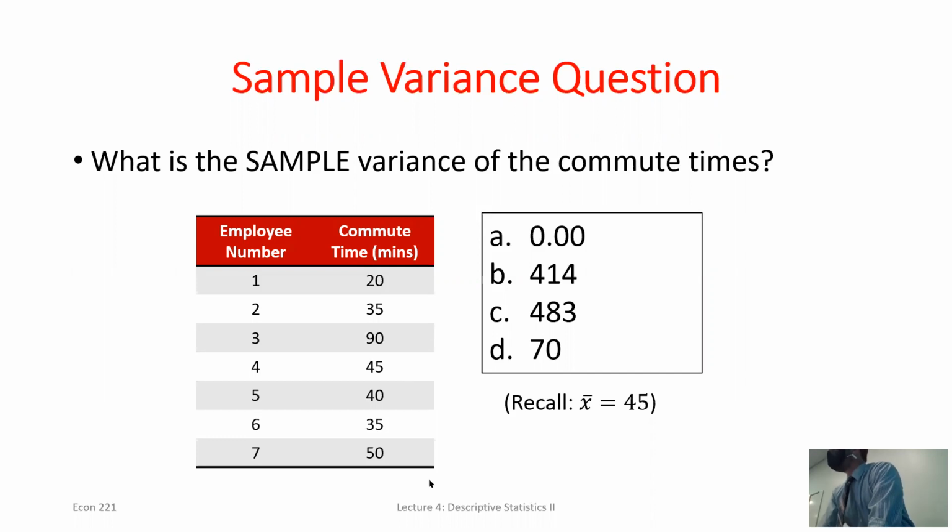But now instead of dividing by 7, I'll divide by what? Yeah, n minus 1, so 7 minus 1 is 6. Right? If I'm dividing by a smaller number, what's going to happen to my variance now? It's going to be a little bit higher. I'm dividing by a smaller number, that's going to give me a slightly higher variance. So if the answer previously I calculated was 414, I know it has to be higher than that. The only option here that's higher than that is 483.